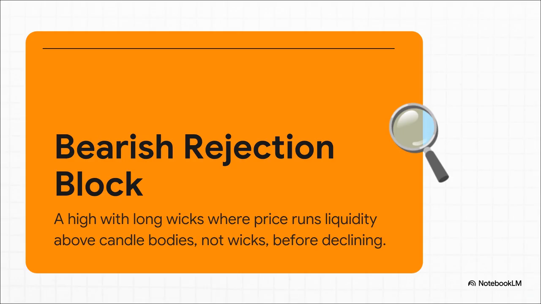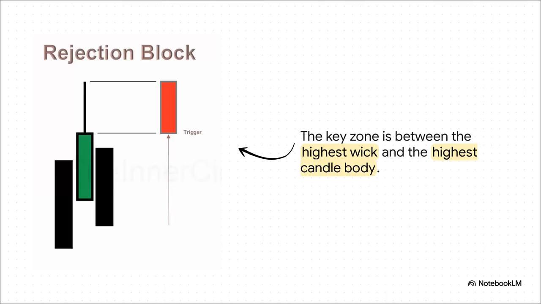The main event isn't price smashing above the highest wick. No, it's all about price running the liquidity that's sitting just above the candle bodies, you know, the opens and closes. That's where the real institutional action is. This diagram right here makes it super easy to see. Those long wicks are basically there to grab your attention, right? They make it look like there's resistance up there. But the real magic, the key, is the zone between the very top of that wick and the highest open or close of the candle bodies. That whole area, that's your powerful resistance zone.